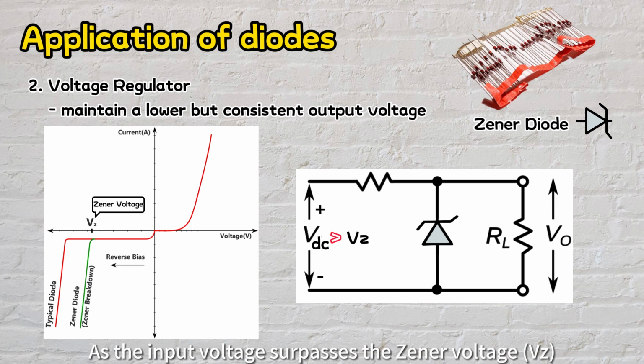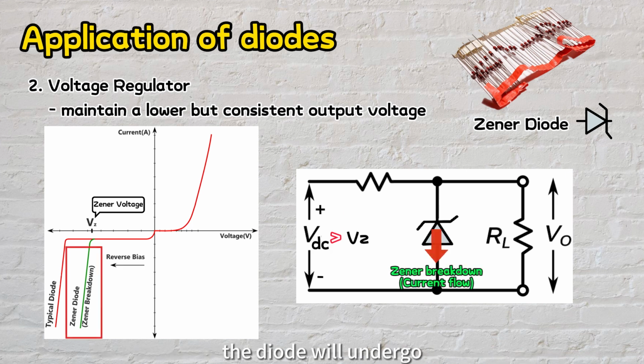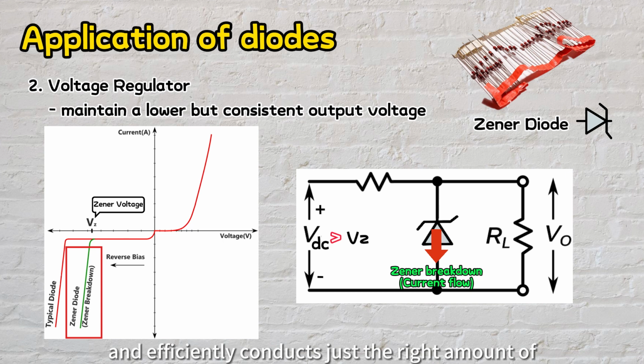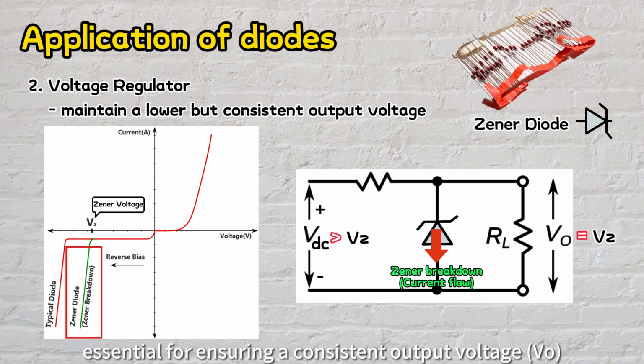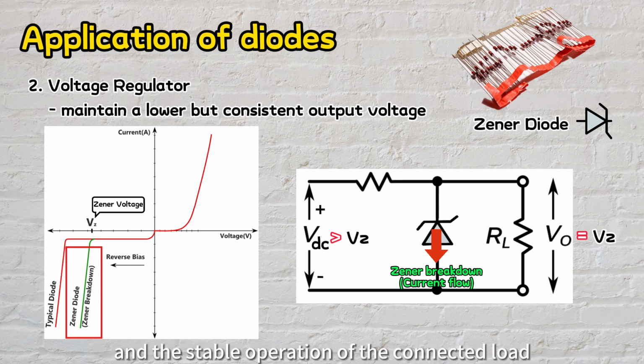As the input voltage surpasses the Zener voltage, the diode will undergo Zener breakdown, and efficiently conducts just the right amount of current to maintain its voltage level at VZ. This feature is essential for ensuring a consistent output and the stable operation of the connected load.